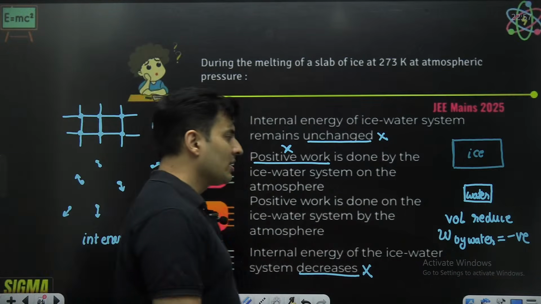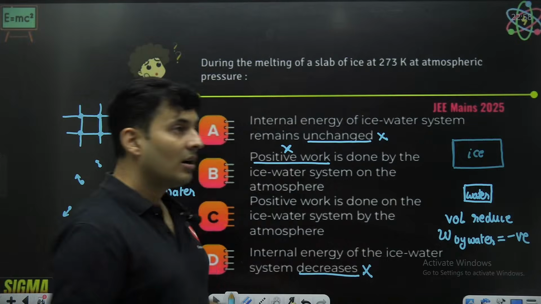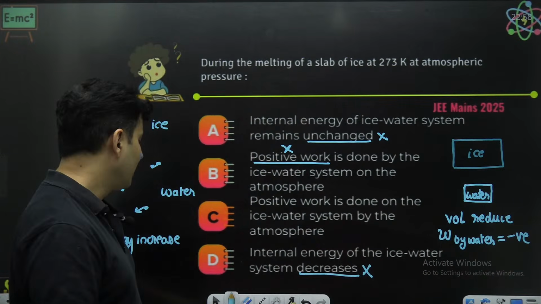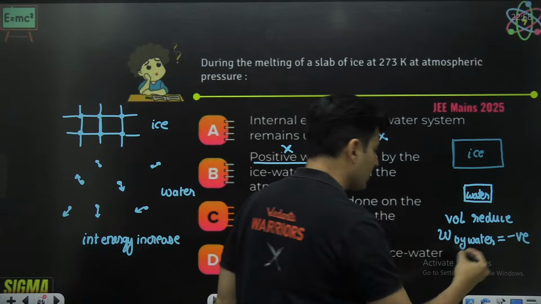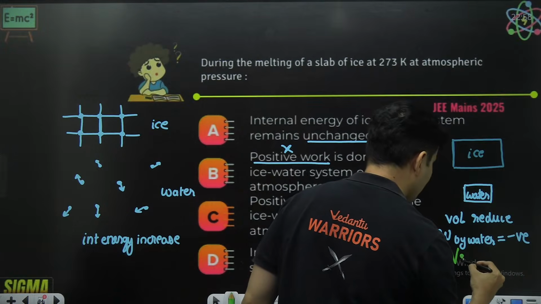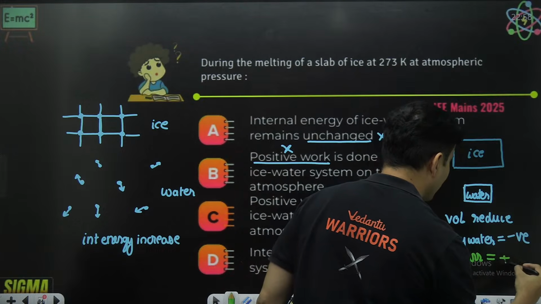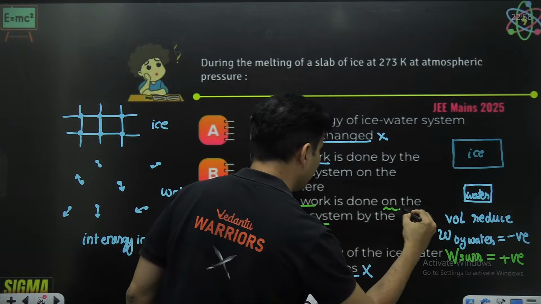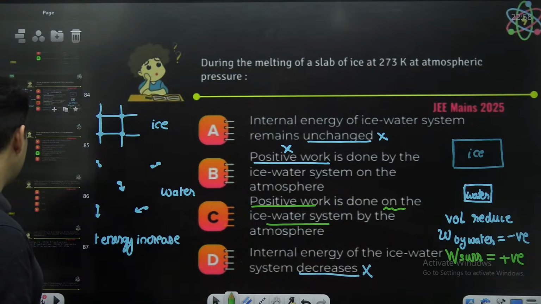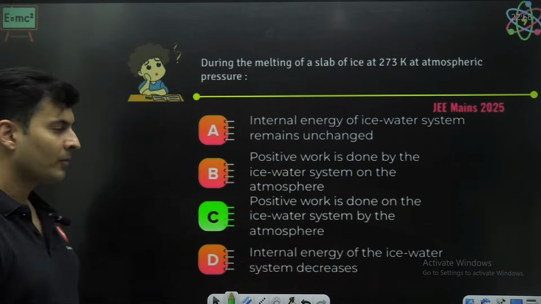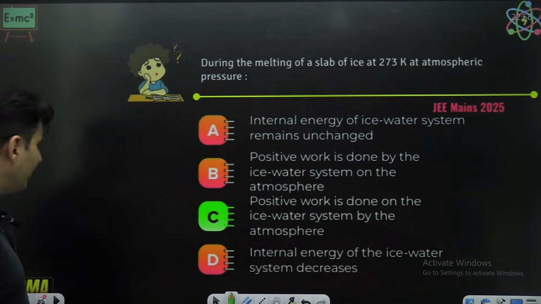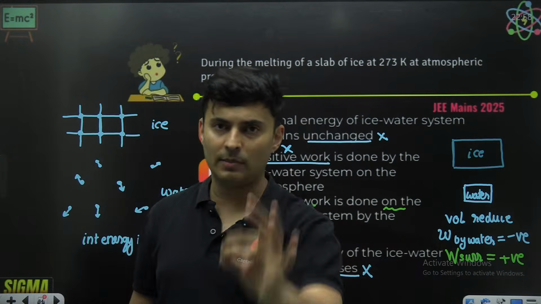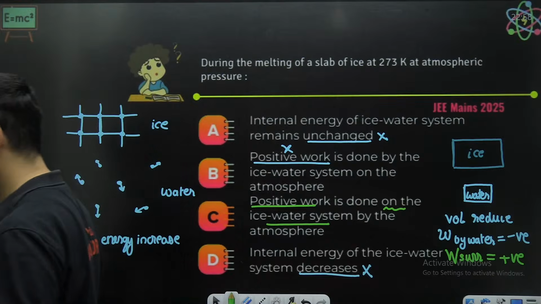That is correct, because if the ice water system does negative work, the atmosphere has done positive work. Hence the only correct option, because if this is true, then the work done by the surrounding will be positive. Hence positive work is done on the system; this word "on" is important. So option C is the right answer. Got it? Everything has been decoded, dissected for you, conceptually applying everything.